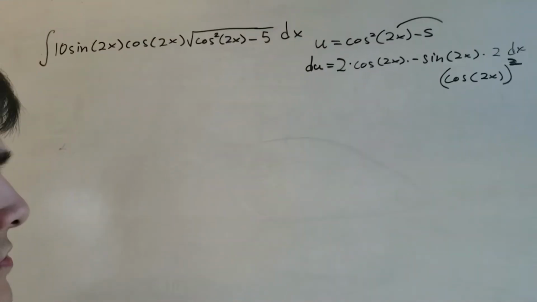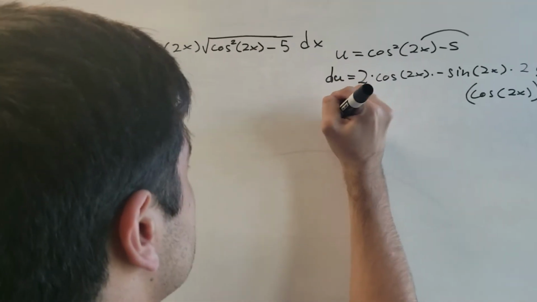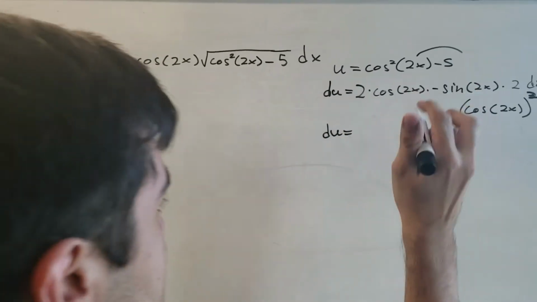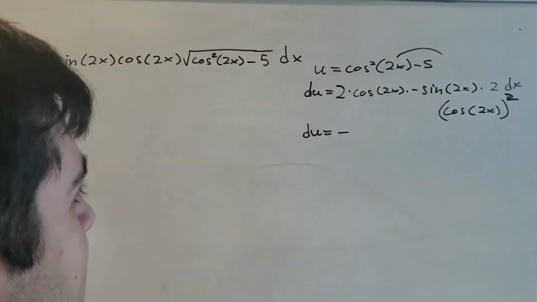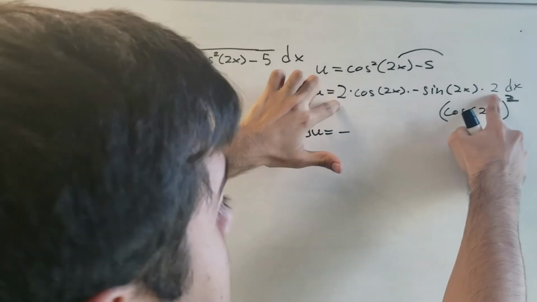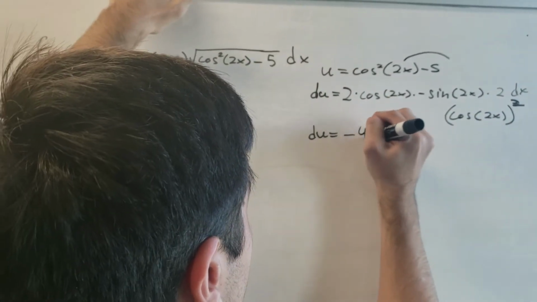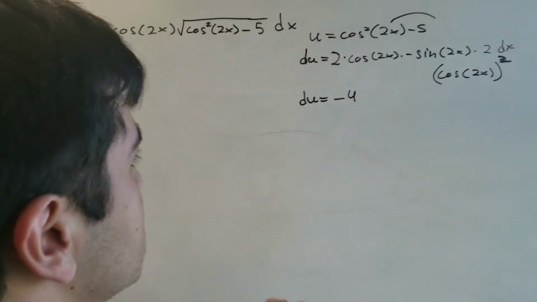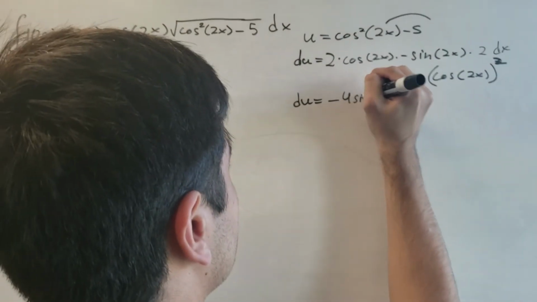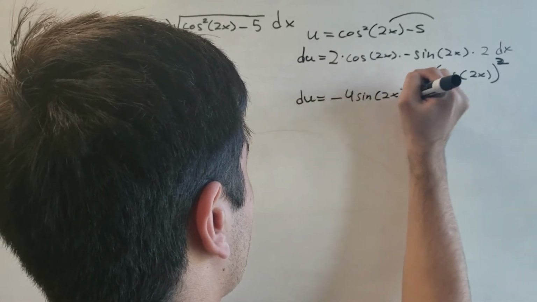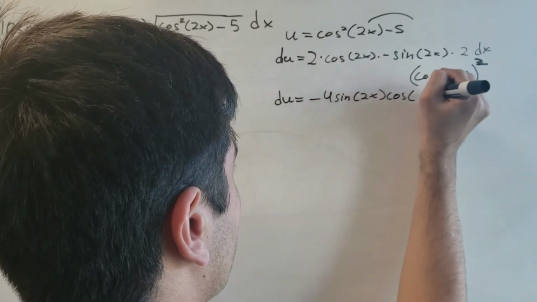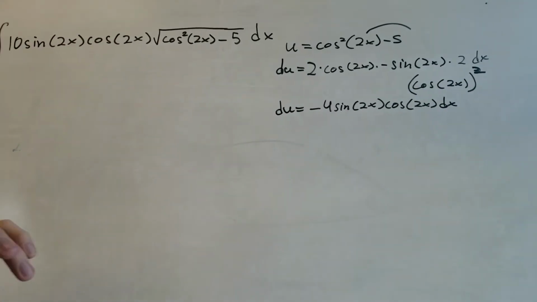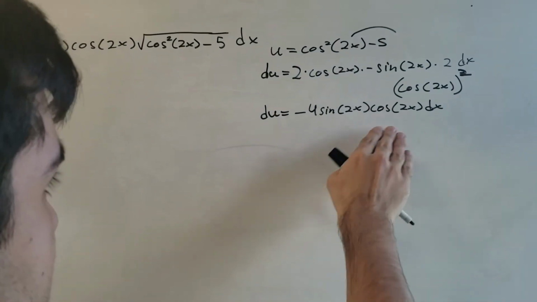So let me make this look a lot nicer. This is going to be du equals negative, because of the negative sign. We have 2 times 2, that's going to be 4, and we have a sine of 2x and a cosine of 2x, dx.